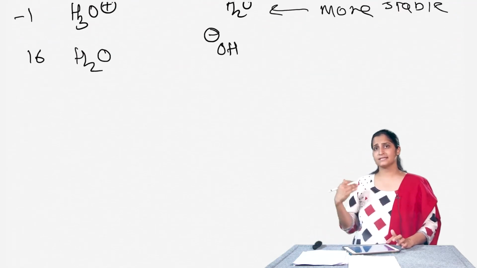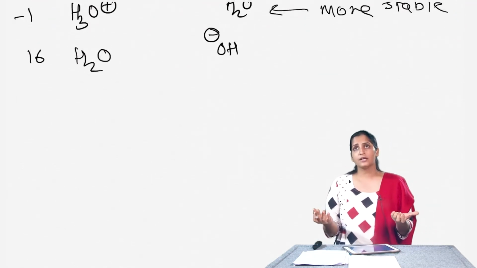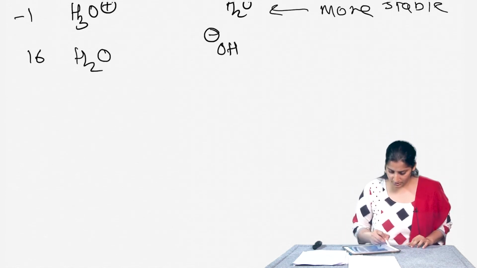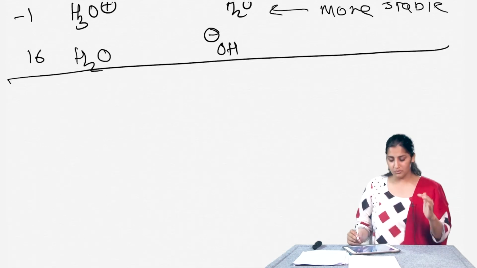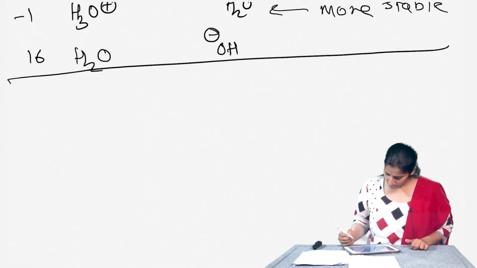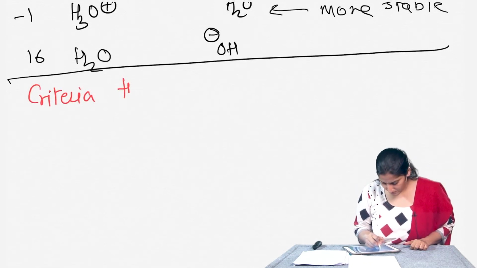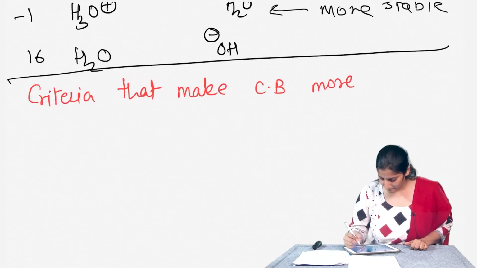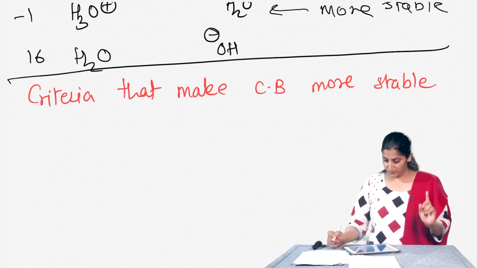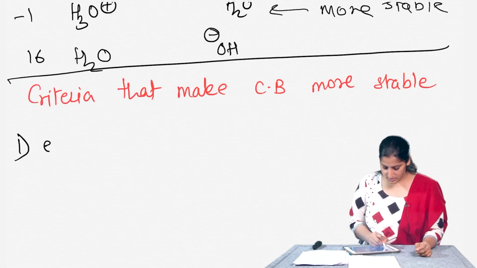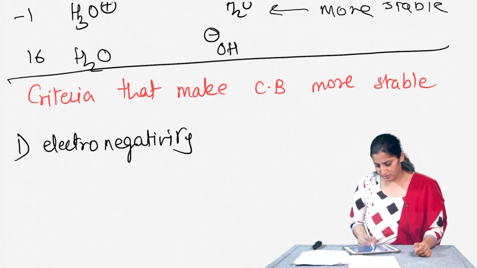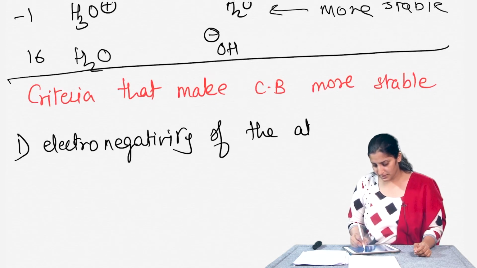So, I am going to go over examples and we are going to compare two or three different types of molecules. For example, here I have the electronegativity of the atom bearing a charge. I am going to go over the criteria that make the conjugate base much more stable, or we can even call it phenomena that make the conjugate base more stable. The first phenomenon that we need to look at is the electronegativity of the atom bearing the negative charge.